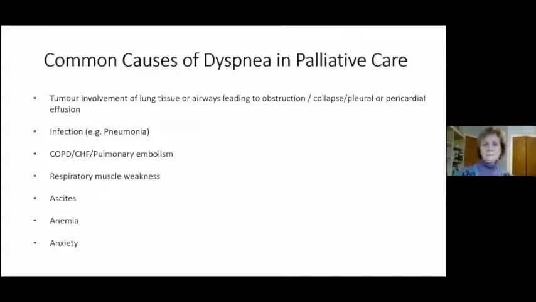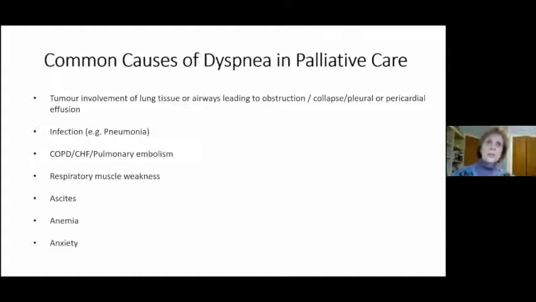This is the moment. So common causes of dyspnea in palliative care. So obviously, cancer involvement of the lung or the airways, leading to obstruction, collapse, fluid in the pleural space or around the heart, infections, pneumonia. Other common non-cancer causes of shortness of breath: chronic obstructive pulmonary disease, congestive heart failure, pulmonary embolism, so blood clots to the lungs, respiratory muscle weakness.